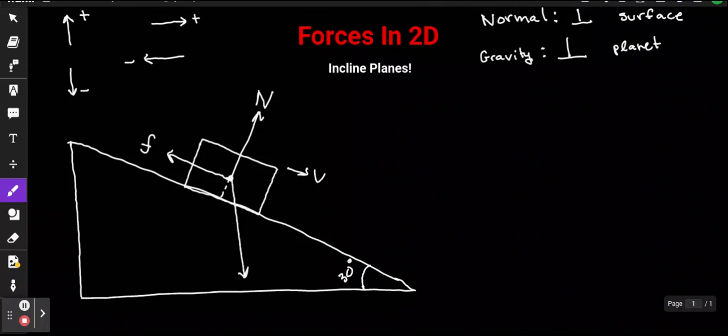Okay, so now that we have a free body diagram, how are we going to break up our forces into components? What should we do? Where should we take our y direction? And where should we take our x direction?